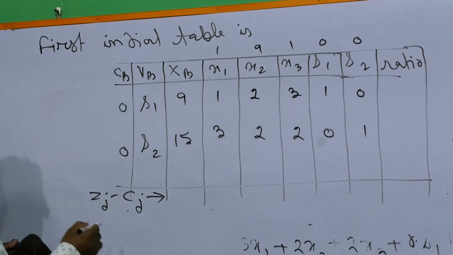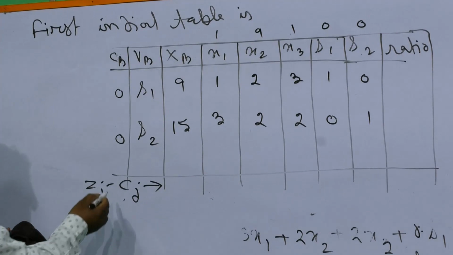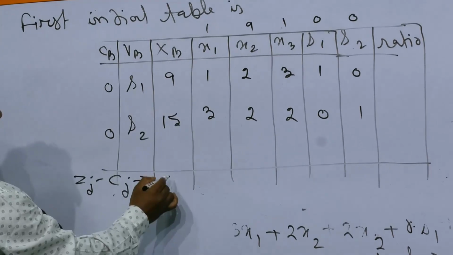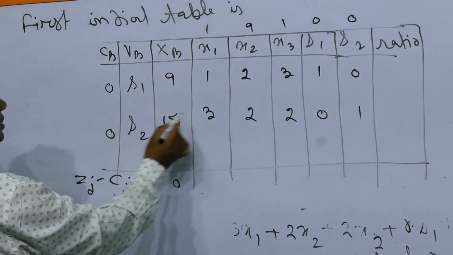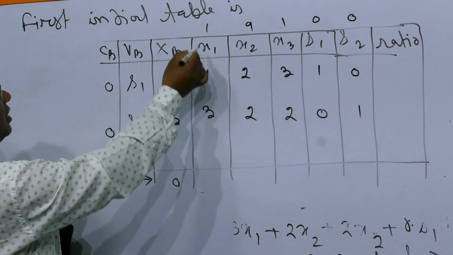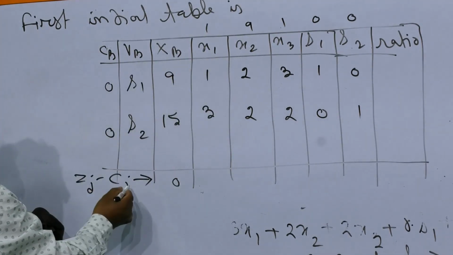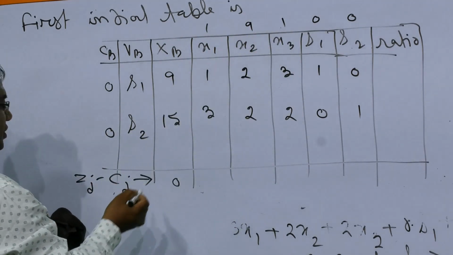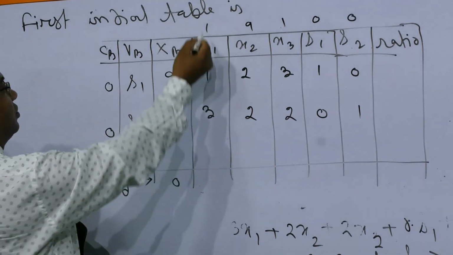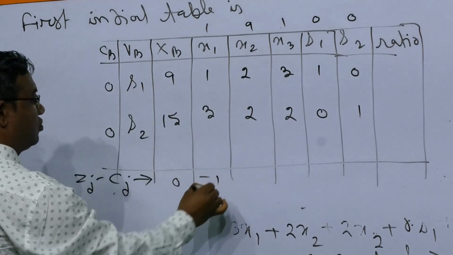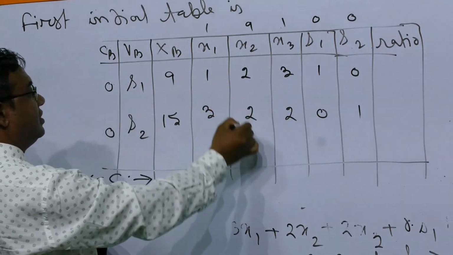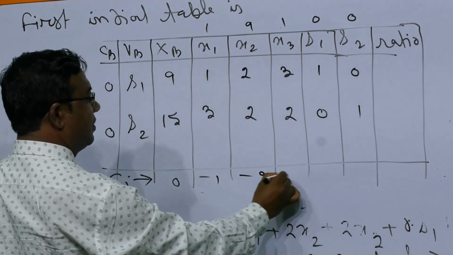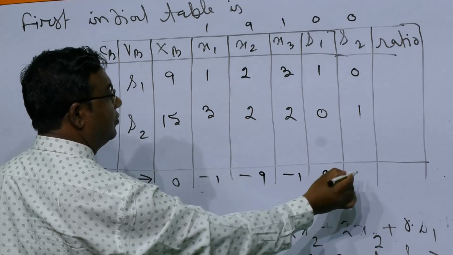Then next, you find out the value of Zj minus Cj. What is Zj minus Cj? You multiply 0 here, here, so it will become 0. Then you multiply CB and the column of x1. So this is Zj, Cj. Cj is the coefficient of the variable in the objective function. So you multiply here 0, then subtract 1, minus 1. Then 0, 0 minus 9. Then you multiply here, then subtract, minus 1, 0, 0, 0, then 0.